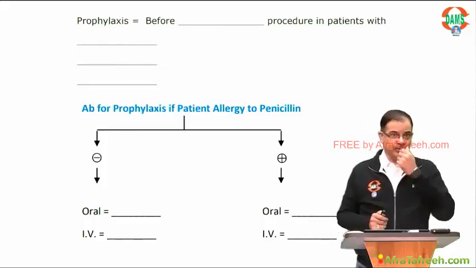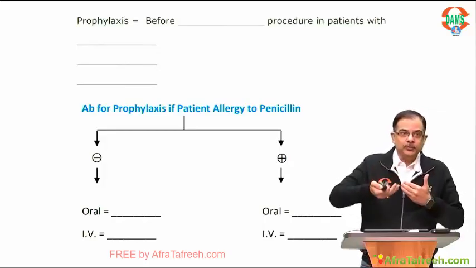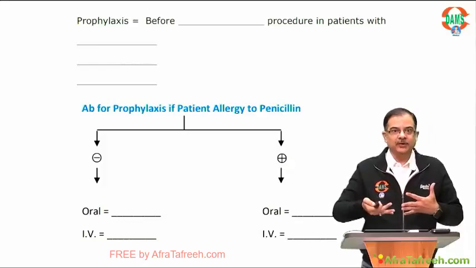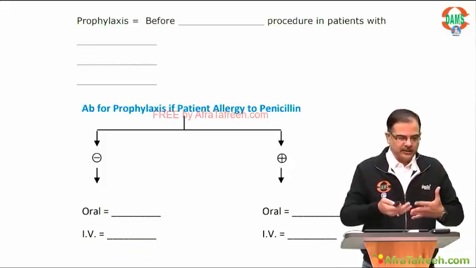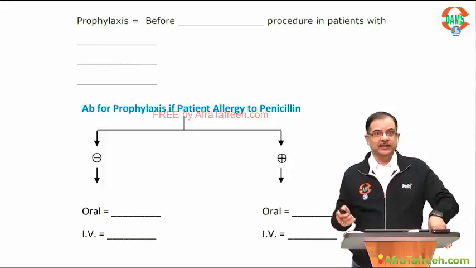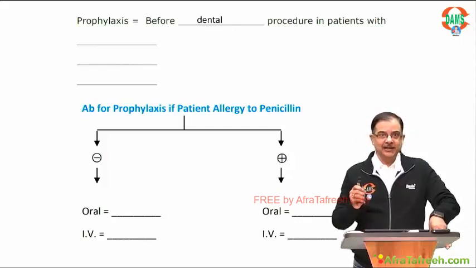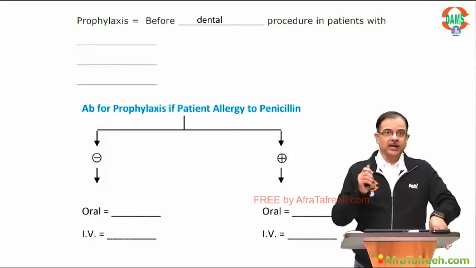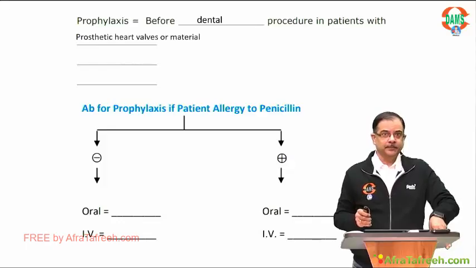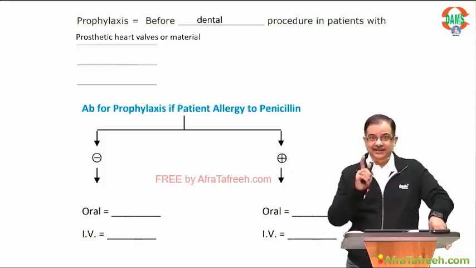While prophylaxis, now this is an important one. The patient who is going for a dental procedure, so before the dental procedure you should give prophylaxis. You should give prophylaxis in high risk patients. So this prophylaxis is given before dental procedures in the patients with prosthetic heart valves. This will be asked. This risk factor will be asked.